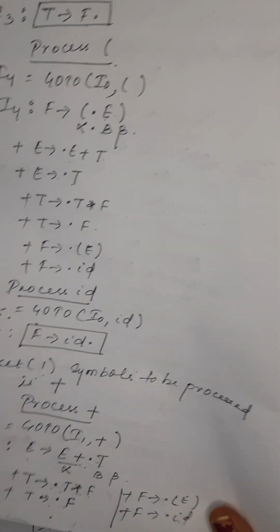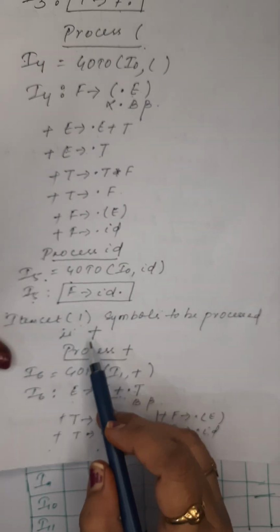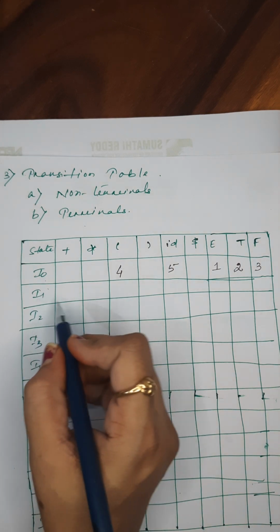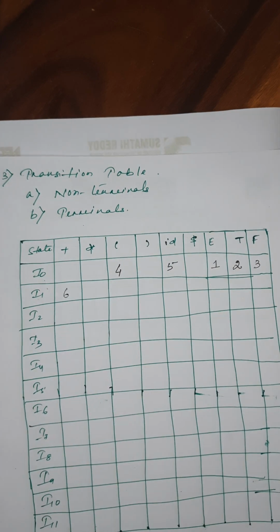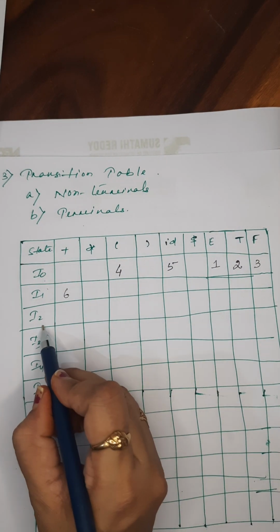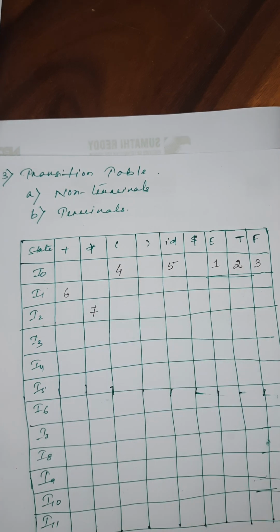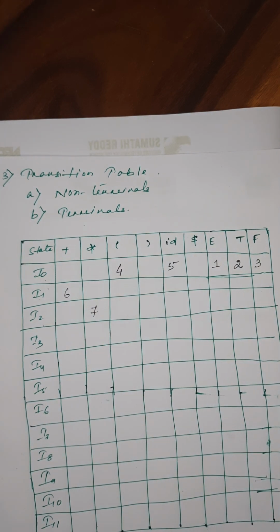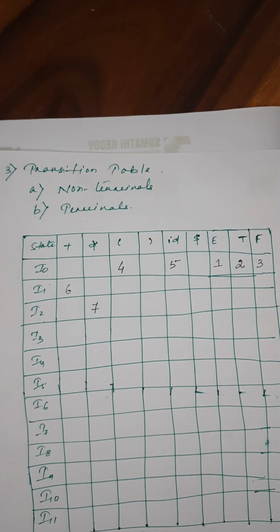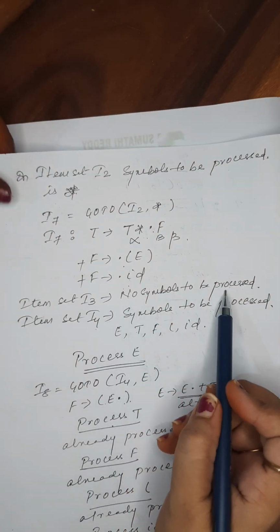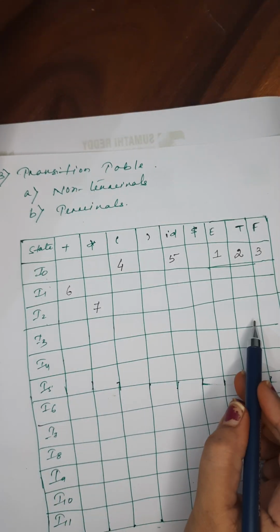Now, the symbol to be processed in item set 1 is plus, and where is plus processed? 6. So in I1 under plus write 6. Then comes I2. The symbol to be processed is star. It is being processed in I7. Write 7. In I3, we have seen that no symbols are to be processed, so we will leave the complete I3 row blank.